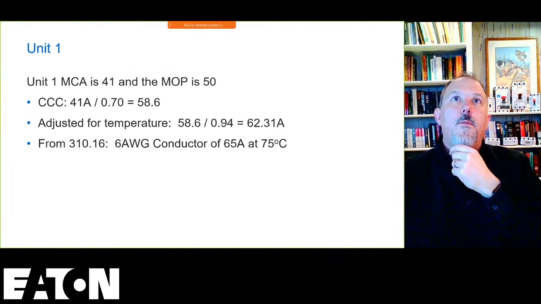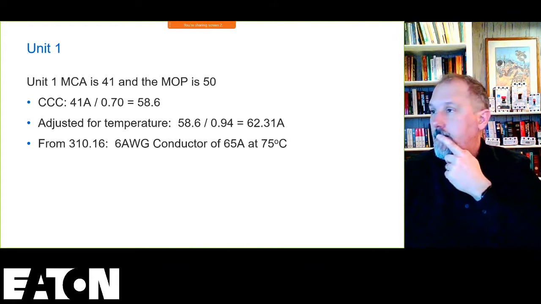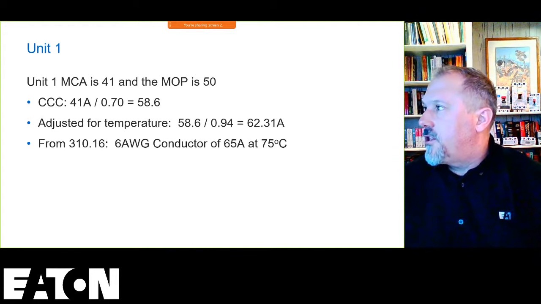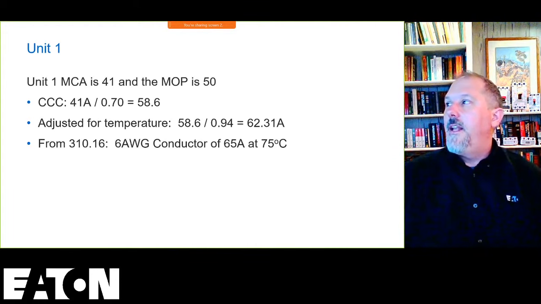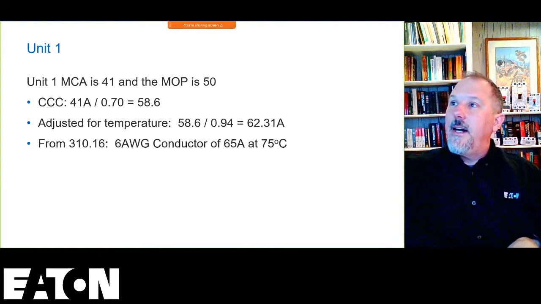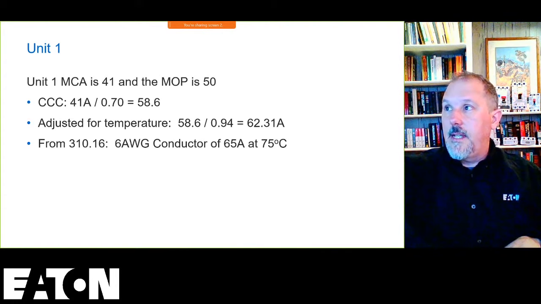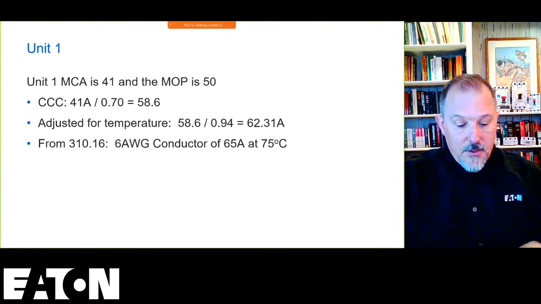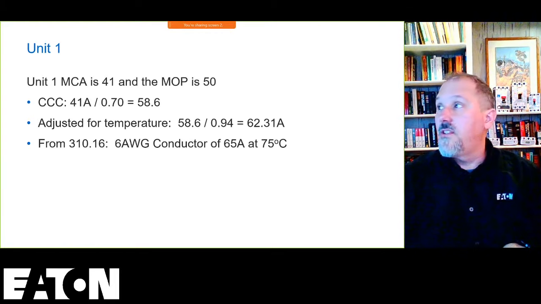All right, so what I did here was, I'm just going to try to get my book open so I can bring up that table. Adjusted for temperature, I have 62.31 amps. I adjusted for more than three current carrying conductors in a raceway, and I got 58.6 amps. Then I adjusted that for temperature, and I get 62.31. Now I need a conductor from 310.16 that can handle 62.31, and that would be a number 6.